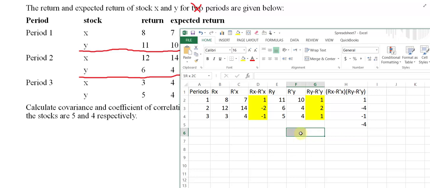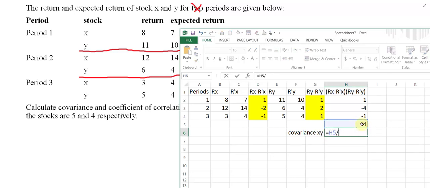In order to find out the covariance, first mention covariance here. Covariance between X and Y is equal to what? This one should be divided by the number of periods. But in this example, how many periods? 3, divided by 3. So this is basically the result of covariance.